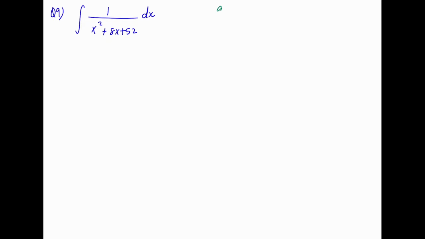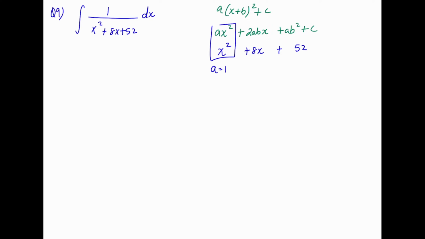So let's see. We know I want to convert this into a(x plus b) whole squared plus c. In the expanded form, this looks like ax squared plus 2abx plus ab squared plus c. So comparing that to my quadratic here, x squared plus 8x plus 52, tells me that a needs to be 1. Then 2ab, 2 times 1 times b, must be equal to 8, implying that b needs to be 4. Right? So we know b is 4.